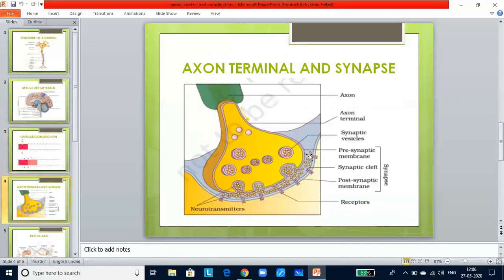A nerve impulse flows from one neuron to another through a synapse. A synapse is formed by the membranes of a presynaptic neuron and a postsynaptic neuron, which may or may not be separated by a gap called the synaptic cleft. Now there are two types of synapses. One is the electrical synapse, the other is the chemical synapse.